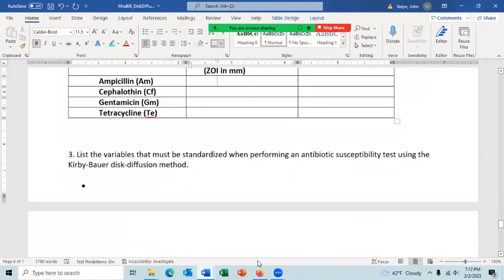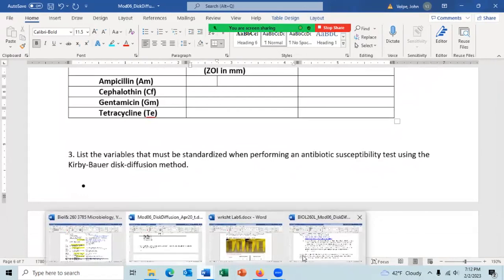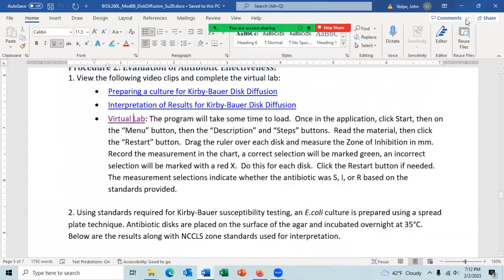And are we in the worksheet now? No, we're not. Let's go ahead and move over to the worksheet. Let's close that down.